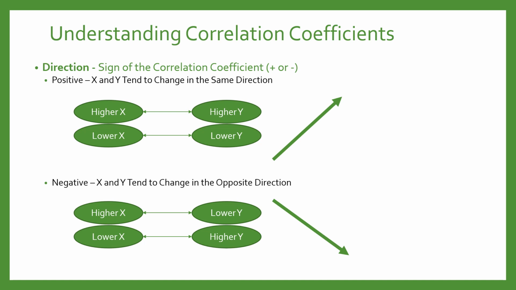If you have a negative value for a correlation coefficient, that means that x and y tend to change in the opposite direction. So those who have higher levels of x tend to have lower levels of y, and those who have lower levels of x tend to have higher levels of y. Notice I'm saying the words "tends to," and that is to emphasize that if there's a correlation between two variables, it doesn't mean x causes y, it just means there's a tendency there, there's a relationship there.